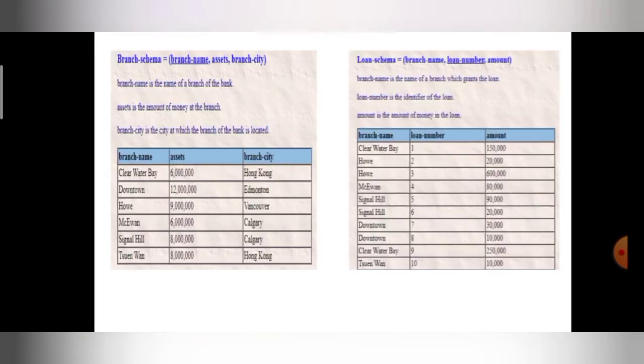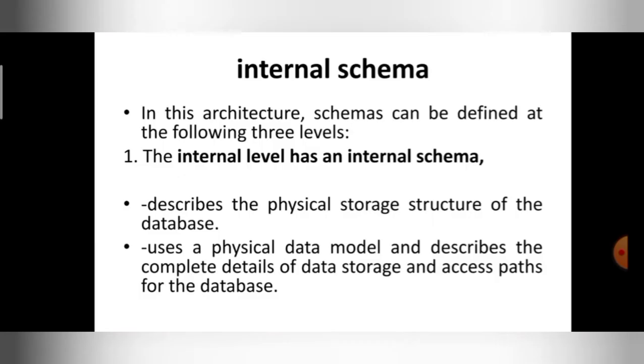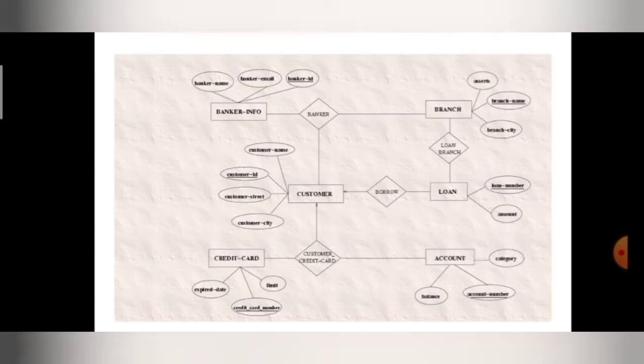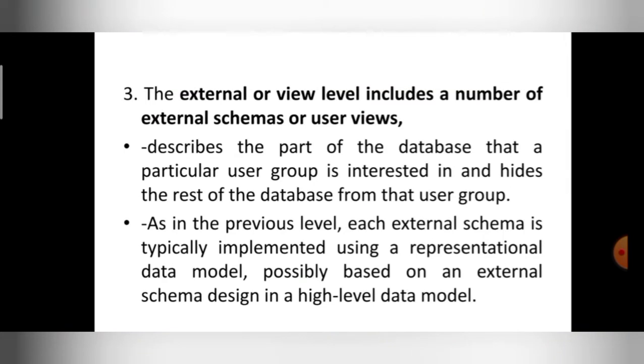The storage details are included in the internal schema, but in the conceptual schema only the overall architecture, the overall structure of the database, will be there. You can design your database by using this overall architecture. Hope you are understanding. Internal schema contains different information, conceptual schema contains different information. Next, the last schema is what? External view level or external schema.